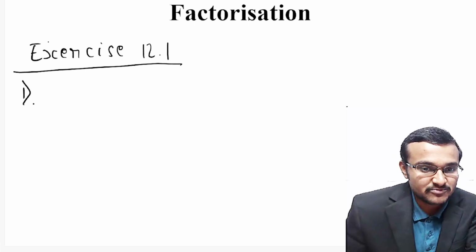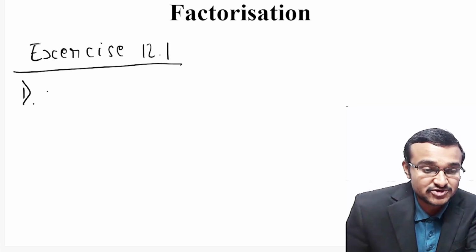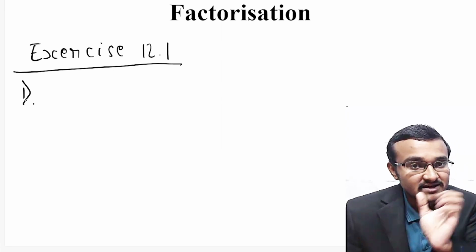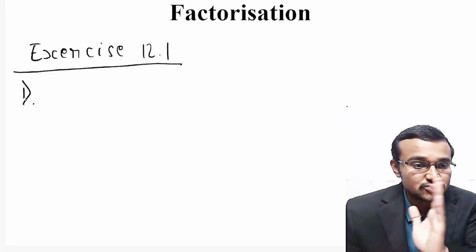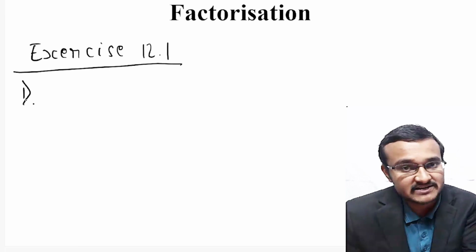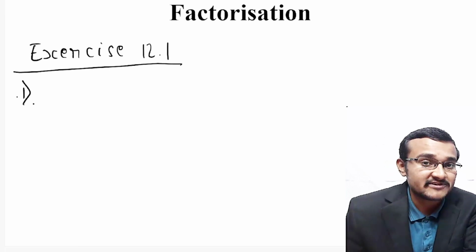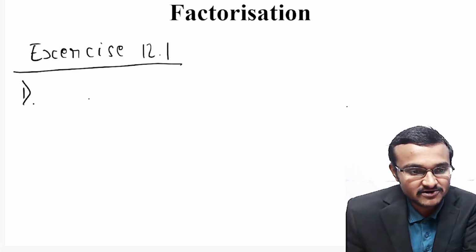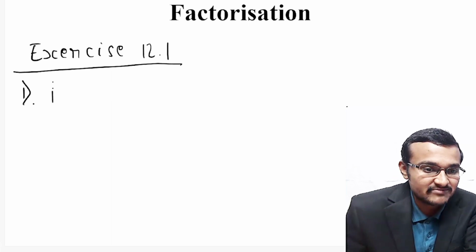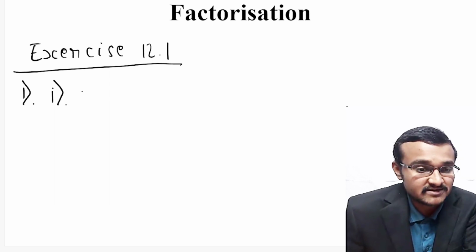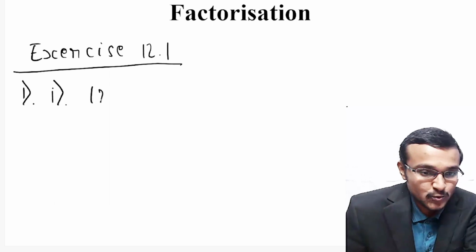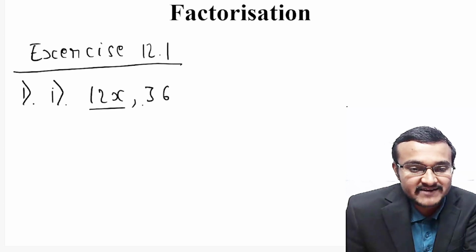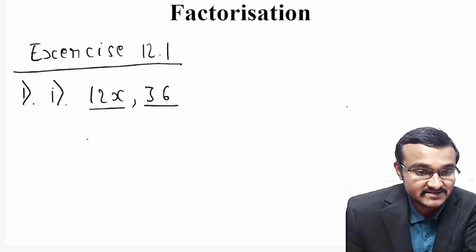So in exercise 12.1, coming to the first question, you should find out common factors of certain terms which are given in the following problems. There are 8 problems in this first question. So I will be solving 4 problems in this first question, and the remaining 4 you can solve. So I will be solving the first one. There they have given 12x and 36. So you should find out common factors of 12x and 36.